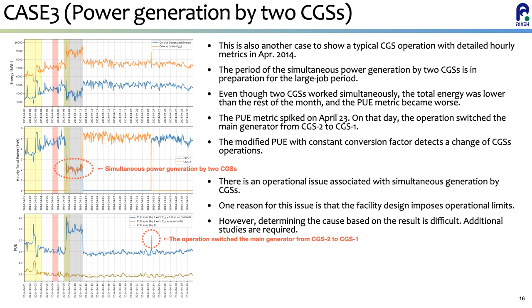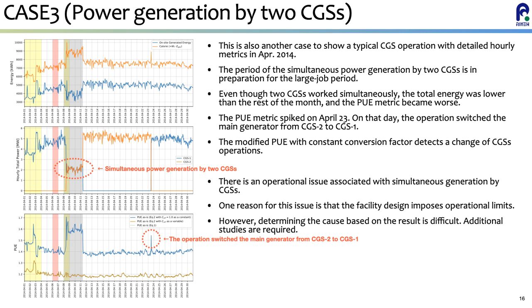This is also another case to show typical CGS operation with detailed hourly metrics in April 2014. The top figure shows CGS generating energy and calorie. The calorie is a converted value from the amount of gas consumption to energy, multiplied by a weighting factor based on the protocols. The middle figure shows CGS generating power based on hourly measurement. The bottom figure shows hourly PUE.